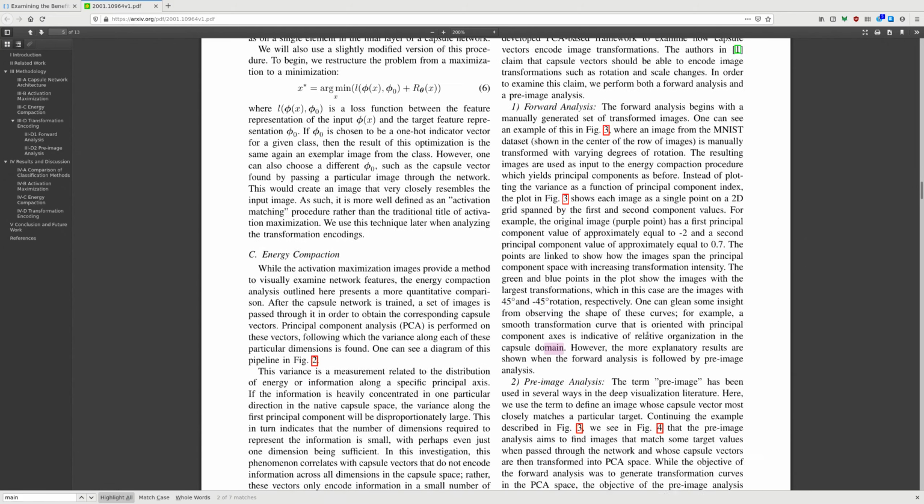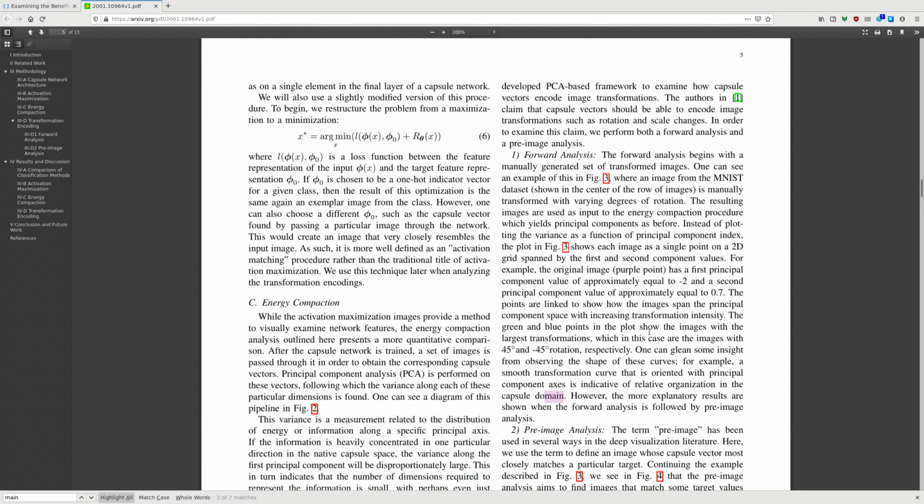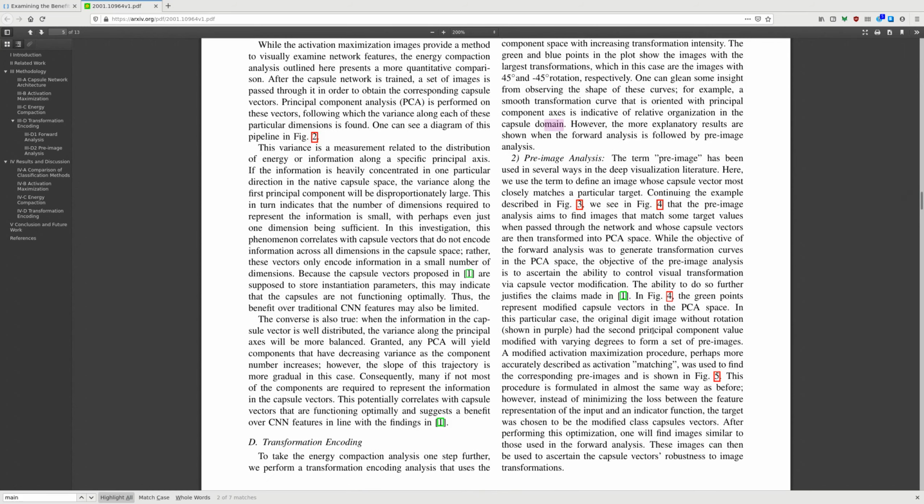Transformation, encoding, forward analysis. The forward analysis begins with a manually generated set of transformed images. One can see an example in figure 3, where the MNIST dataset is manually transformed with varying degrees of rotation. Pre-image analysis. The term pre-image has been used in several ways in the deep visualization literature. Here we use the term to define images whose capsule vector is more closely matched to a particular target. Continuing the example described in figure 3, we see in figure 4 that the pre-image analysis aims to find images that match some target values when passed through the network, whose capsule vectors are then transformed into PCA space.